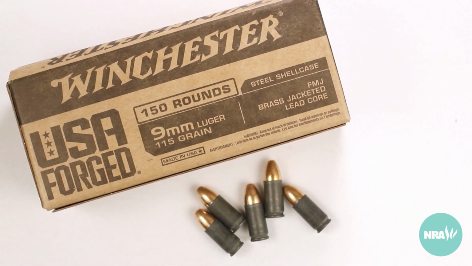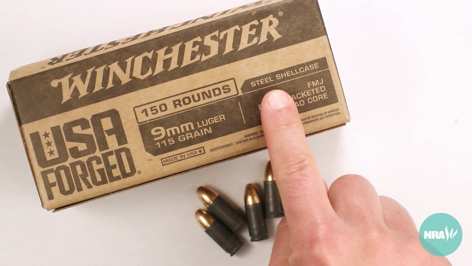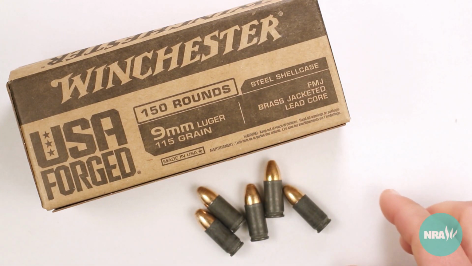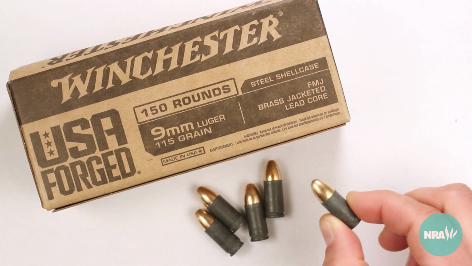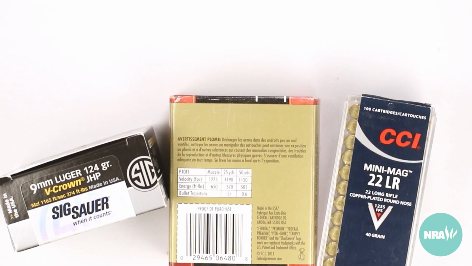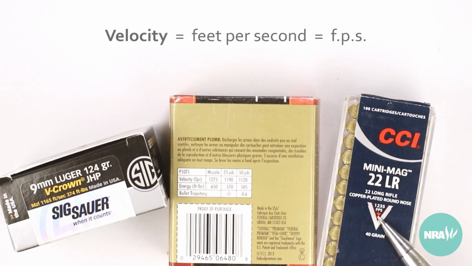In another video, we went over the materials commonly used in cases, and this information might be marked on the box of ammunition as well, such as this box of 9mm Luger ammunition that uses steel cases. If not, you should still be able to identify the case material by looking at it. Finally, a box of ammunition may list the velocity and energy the bullet will have when fired. The velocity of a bullet is typically measured in feet per second, or FPS. Energy is measured in foot-pounds.